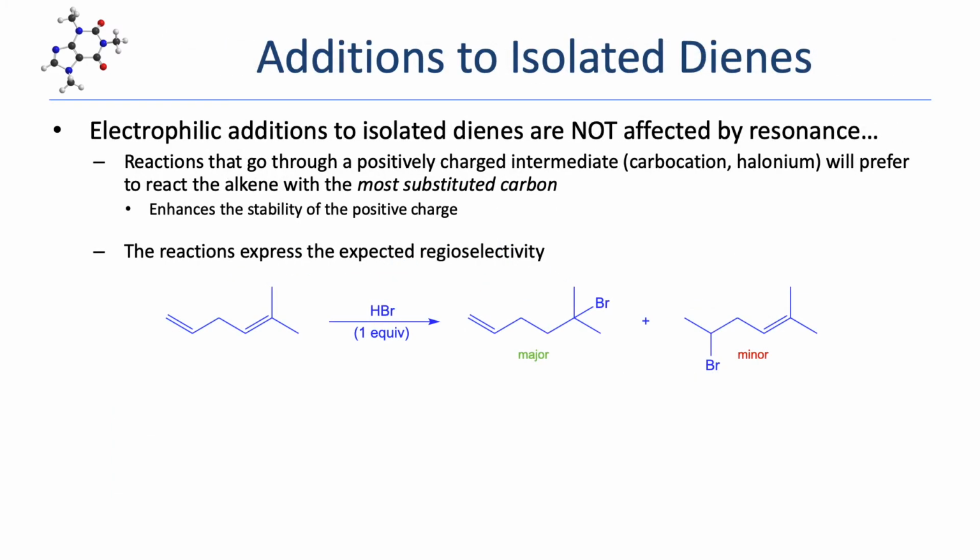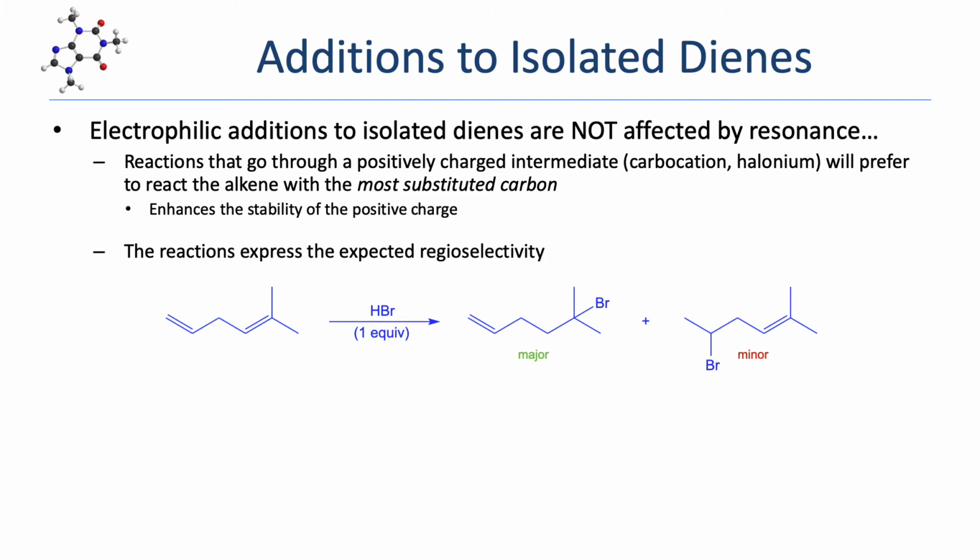Compared to conjugated dienes, the reactions of isolated dienes are really simple. Because electrophilic addition reactions on isolated dienes cannot directly form an allylic carbocation, they're not affected by resonance. The only thing we need to worry about in the reactions of isolated dienes is which alkene will react, at least in the cases where the two alkenes of the diene are unique from one another.